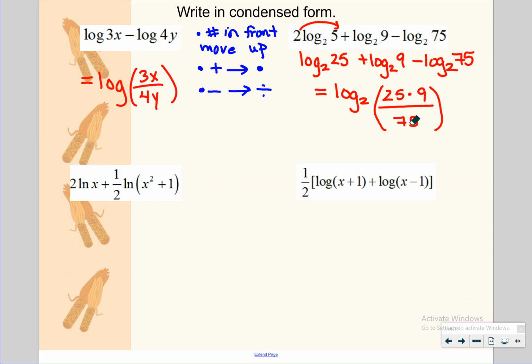25 times 9 over 75, what does that give me? Just 3. And then that's my final answer. Okay? Any questions? All right, let's do one more together. Last one you can try on your own.